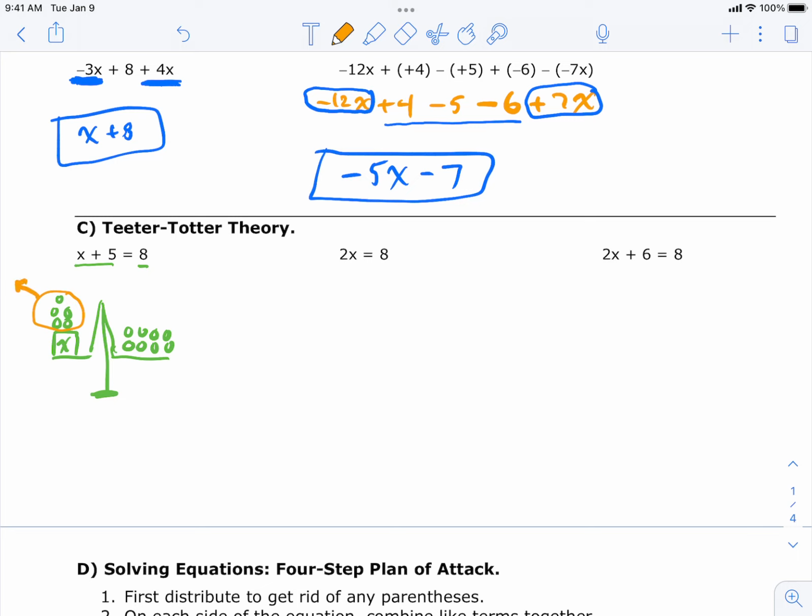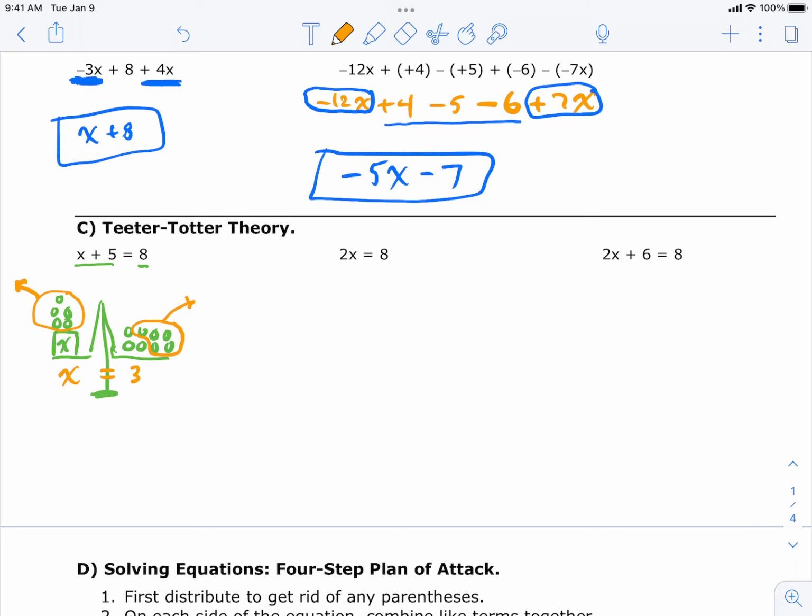Take them right off. Now, of course, if you take them off the left side, the scale's going to go out of balance unless you take an equal number off the right side. So you take those off. So I took 5 off the left, I took 5 off the right, and you can see that what's left here is x and what's left here is 3. And that's our solution. That's what I call Teeter-Totter Theory.